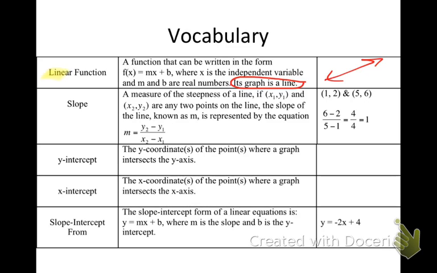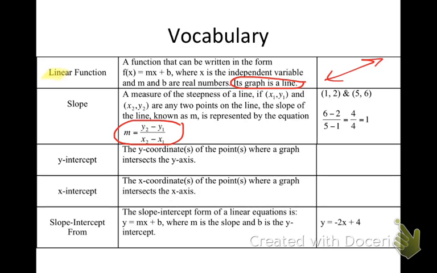That's a linear function. Slope, we talked about it in the warm-up here. Slope is a measure of the steepness of a line. You have to know the slope formula: y2 minus y1 over x2 minus x1. Must know the slope formula. That is a big deal.